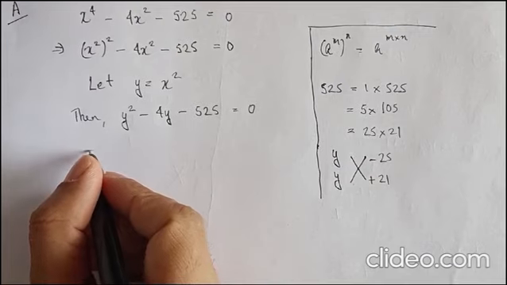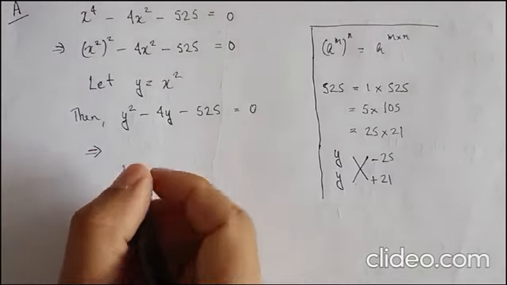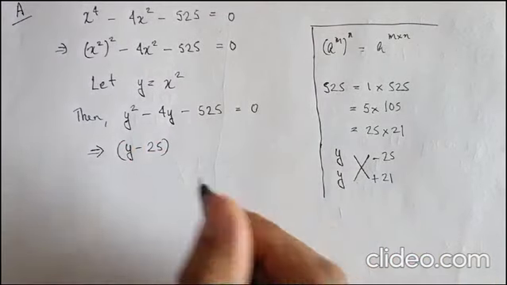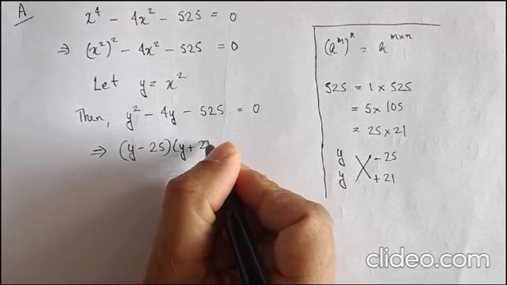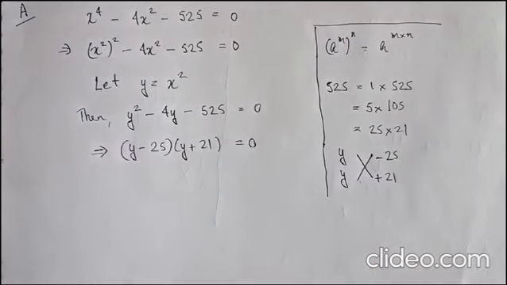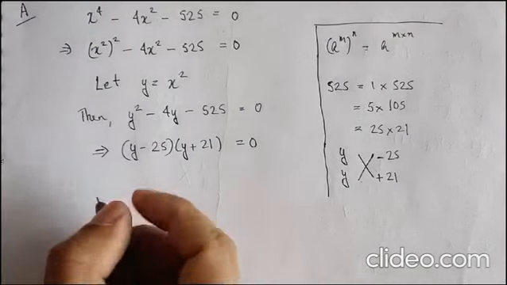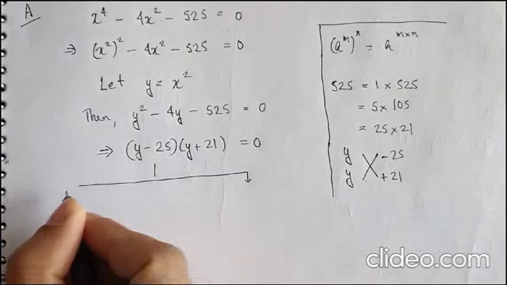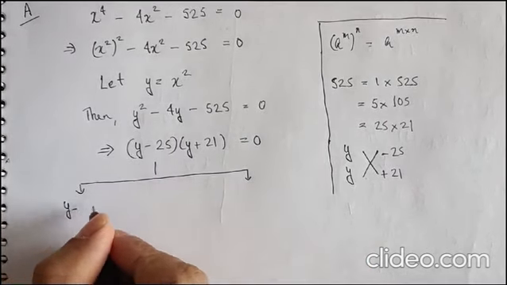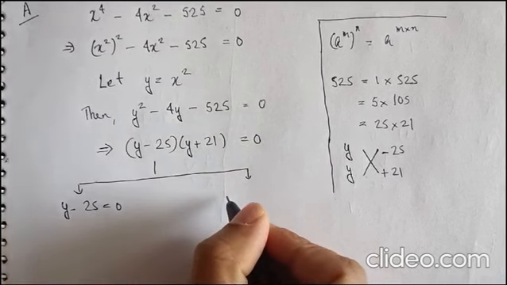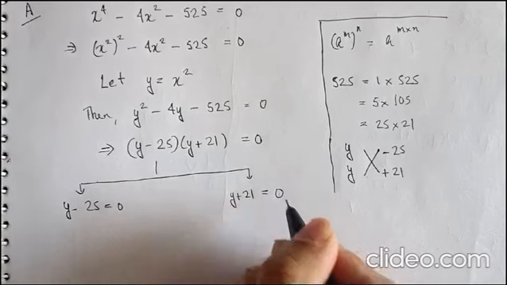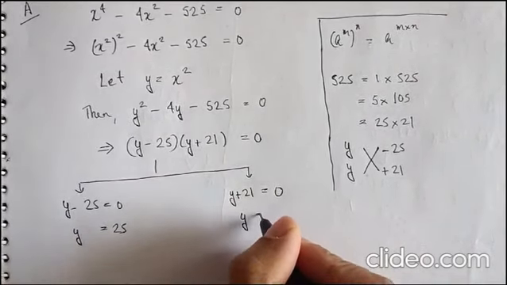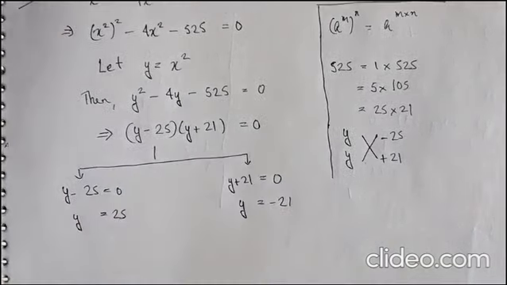Right? So this implies y minus 25 into y plus 21 is equal to 0. Now we can split this up. The two answers will be y minus 25 equals 0 or y plus 21 equals 0. Here we get y is equal to 25. Here we get y is equal to minus 21.